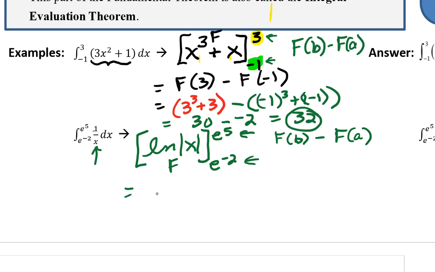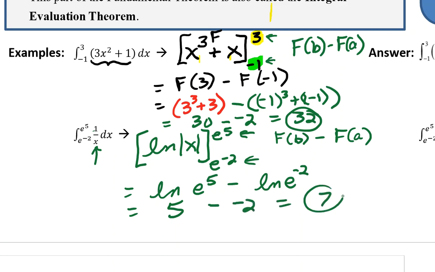So to finish this up, we're going to do the natural log of e to the 5th. I don't need absolute values since that's positive. And our natural log of e to the -2. So we have a 5 minus a -2, and we'll get 7. Remember what we're finding when we evaluate an integral. We're evaluating the area under the curve is one interpretation of that integral.